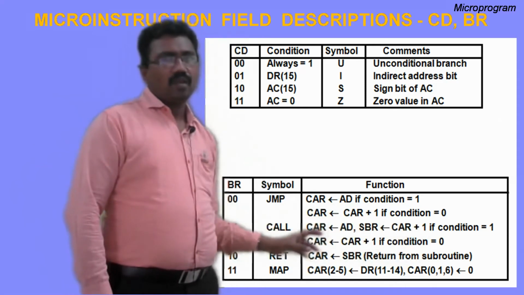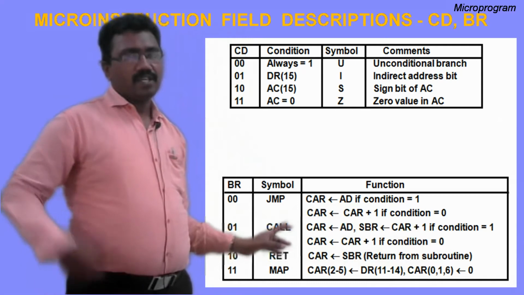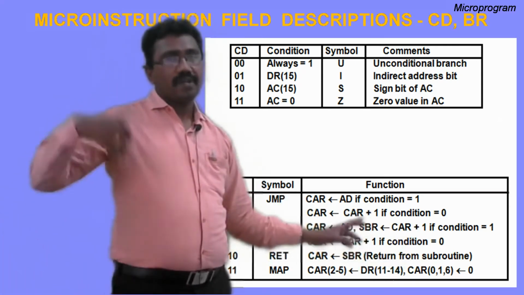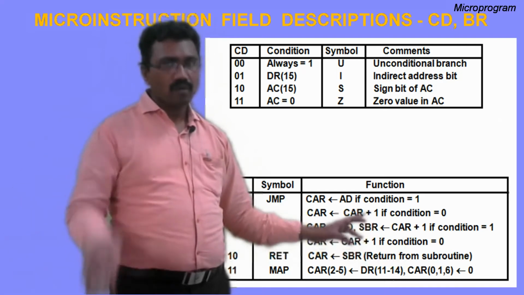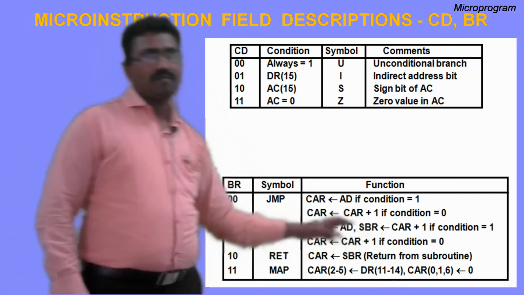For example, the call instruction address is 20. What is the next instruction address? 20 plus 1, 21. 21 is the return address. After execution of the subroutine, control goes back to address 21. So CR plus 1 to SBR, if the condition is equal to 1.